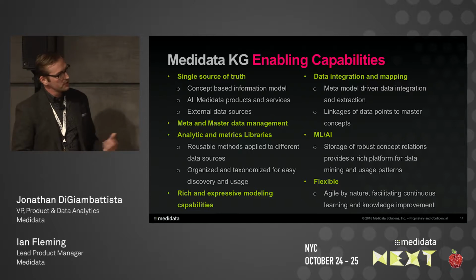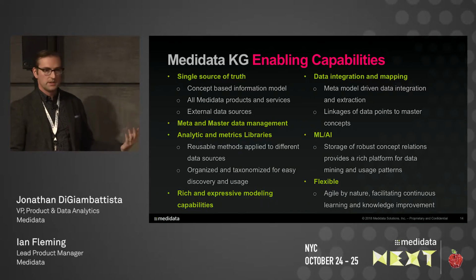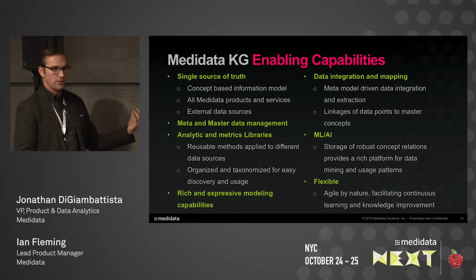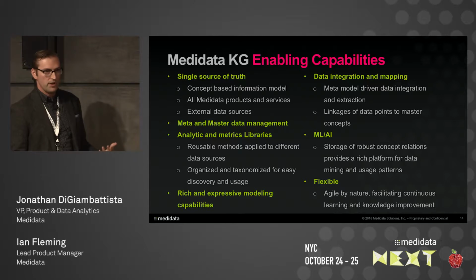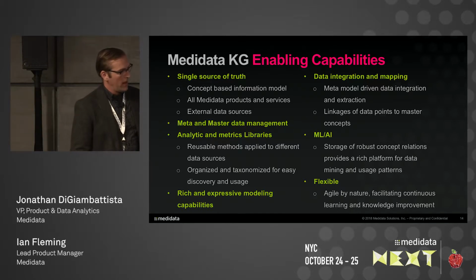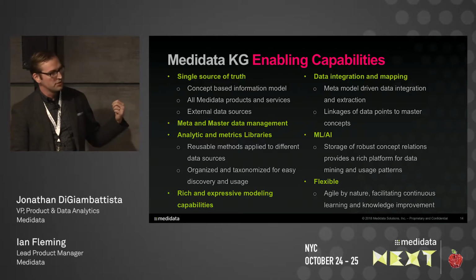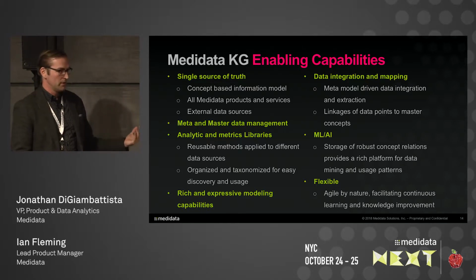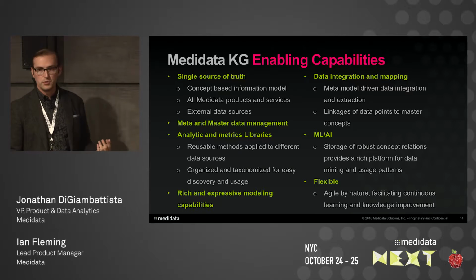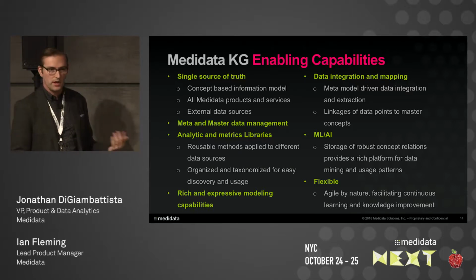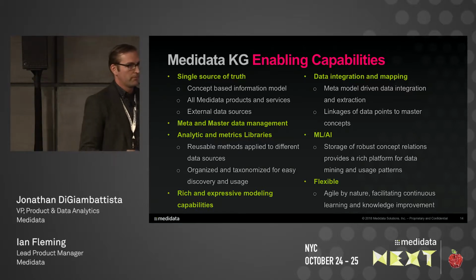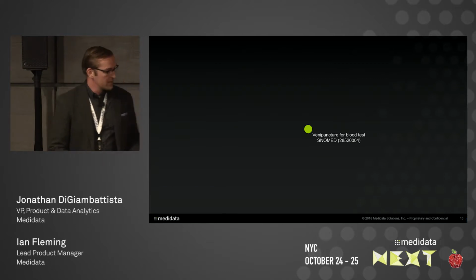Machine learning and artificial intelligence, because of the ability to link all these things together, it's really a boon for those kinds of things because the relationships are already in the data. Then all we're going to be doing is looking at that information to look for patterns. I'll talk a little more about that in a second. And the technology is agile by nature, right? It doesn't lock you into rigid schemas, so you can have a lot of flexibility over time.